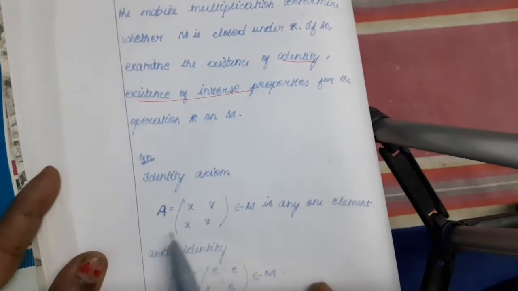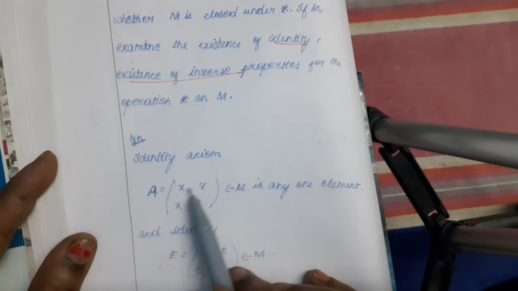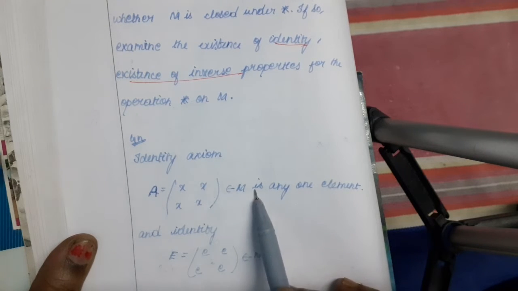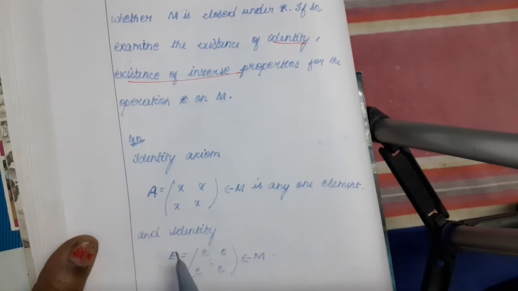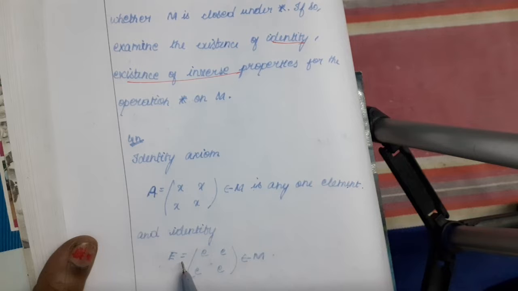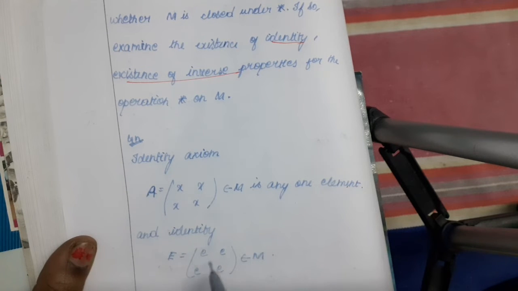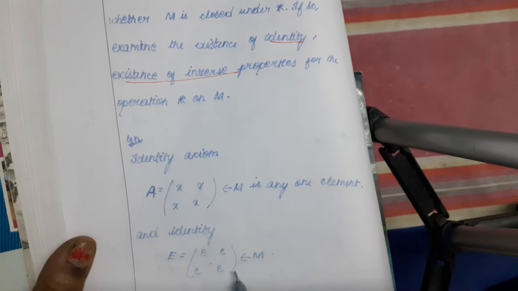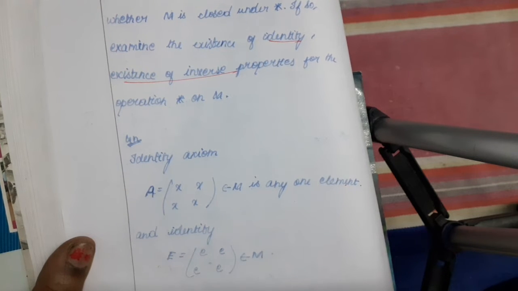So what is our identity? A equal to X, a 2 by 2 matrix belonging to M, taking only one element. What is the identity element? Suppose B equal to Y. A star B means A equal to X, B equal to Y. Similarly here, we need the identity element, so we take E, where E belongs to M, a 2 by 2 matrix.